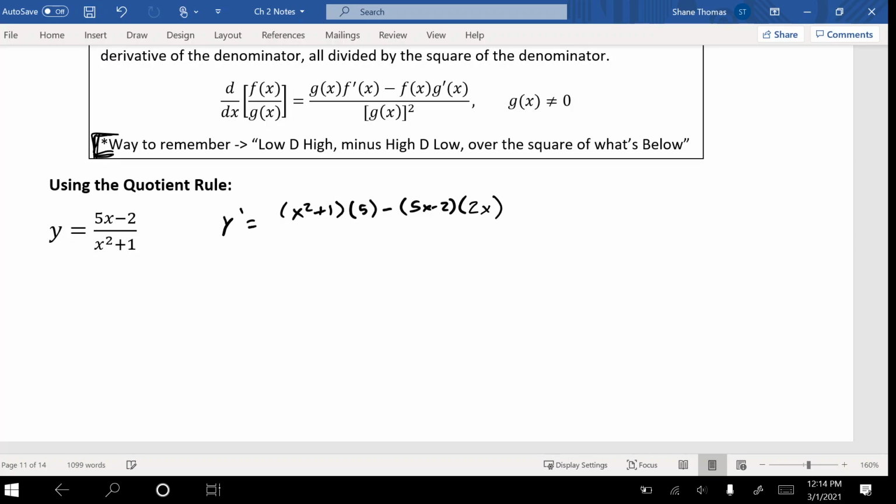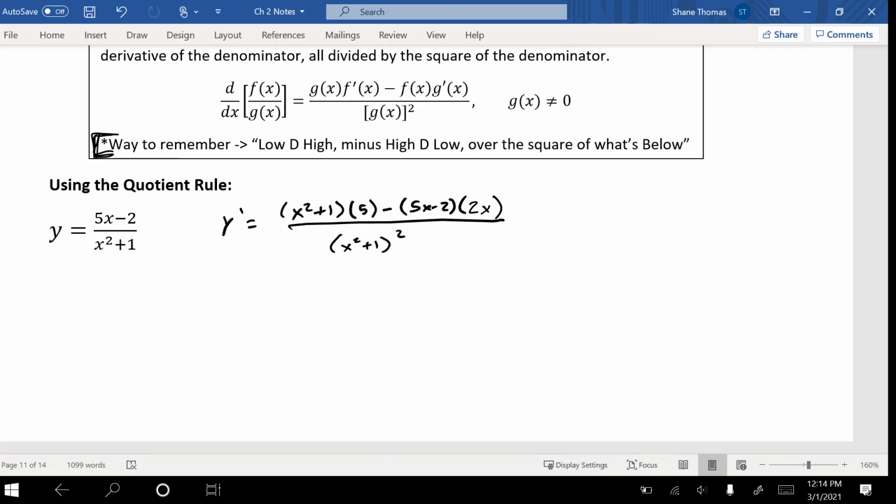2x. Bring the power in front, subtract 1 from the power. Okay, so low d high minus high d low, and then the square of what's below: (x squared plus 1) squared. All right, so there, we differentiated it.